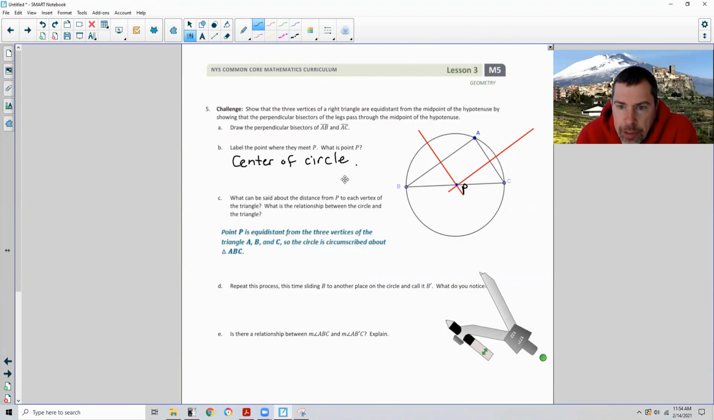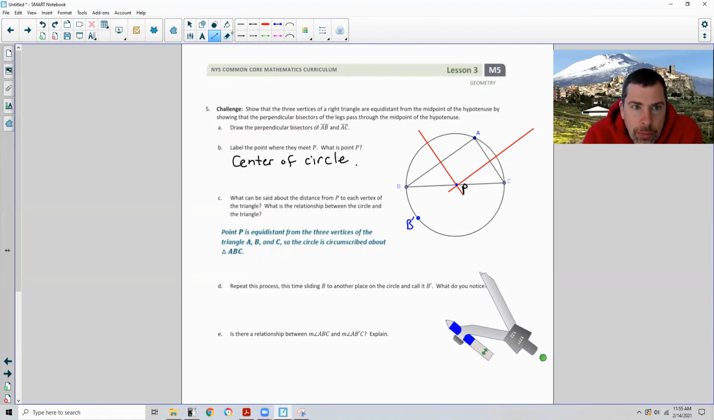I did leave the perpendicular bisectors though. So now I'm going to move B somewhere else. It doesn't say where, it just says anywhere else. This time slide B to another place on the circle and call it B prime. So I'm going to put B, I don't know, right here, and I'm going to call it B prime. So now we are going to have a circle. And now we want triangle A, B prime, C is what they're saying. So see right down there, A, B prime, C.